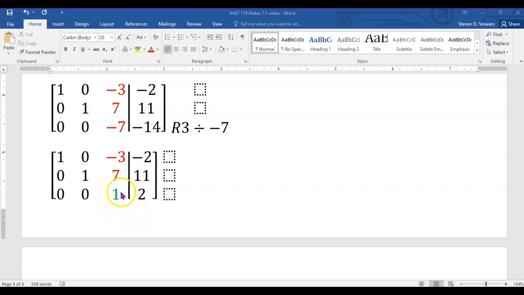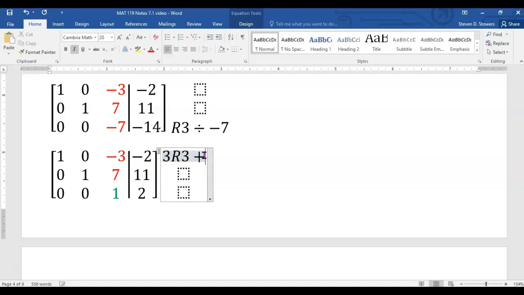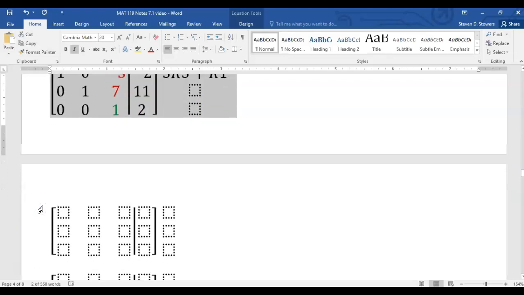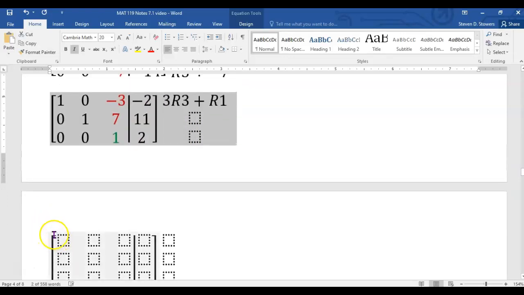Where are we going to get a +3 from? Well, we can take 3 times what's in row 3 and then add that to row 1. So that's what we're doing to row 1. We're taking what's there now and replacing it with 3 times row 3 plus row 1. So we're adding 3 times row 3 to row 1. Let's go ahead and see what that gives us.